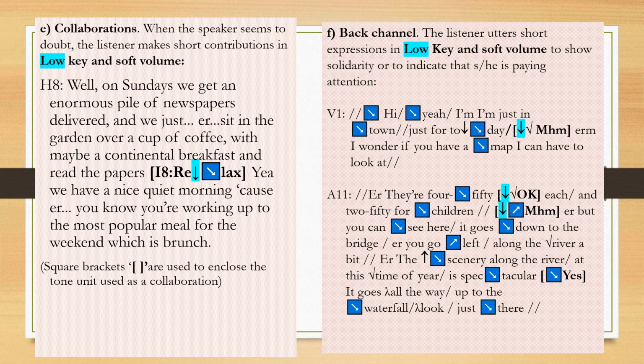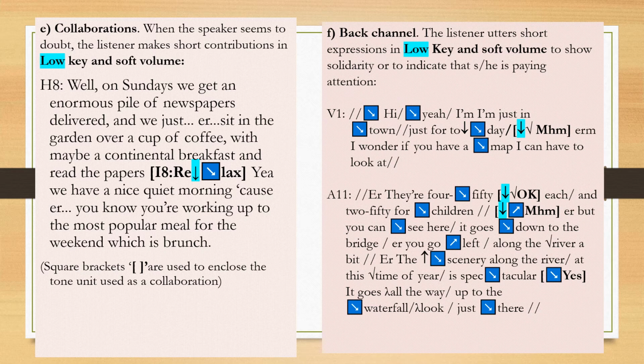And in terms of convention, square brackets are used. But notice that this collaboration is transcribed inside the turn by the speaker, because it doesn't represent any type of challenge to what the other person says in terms of turn taking.